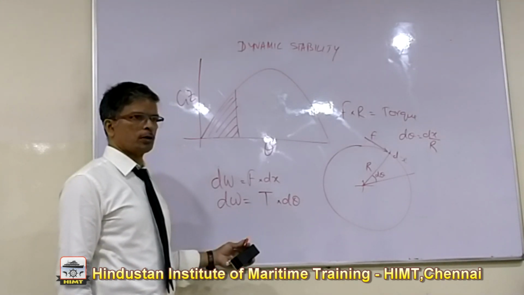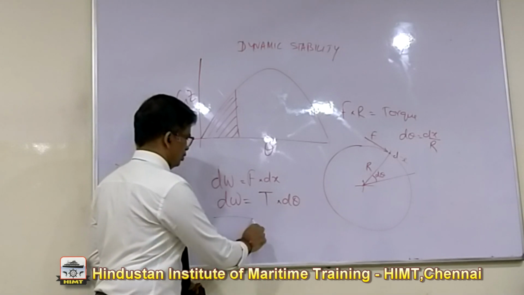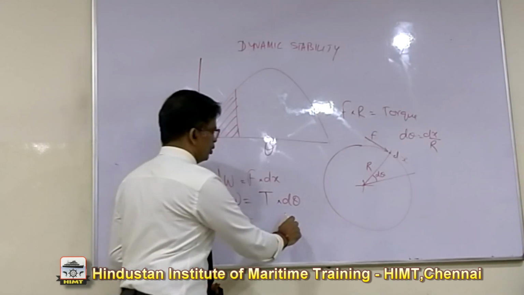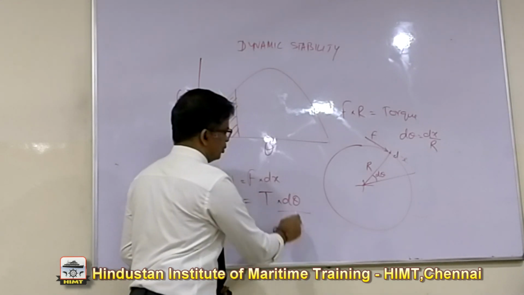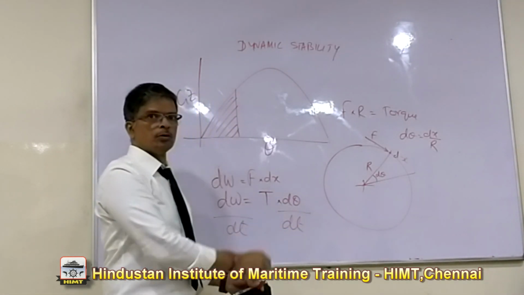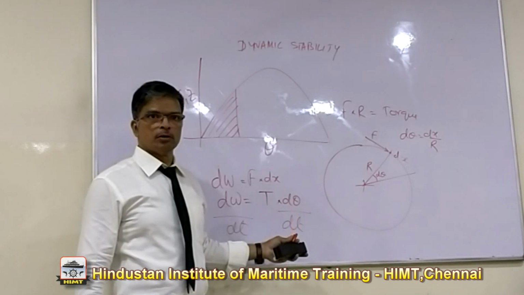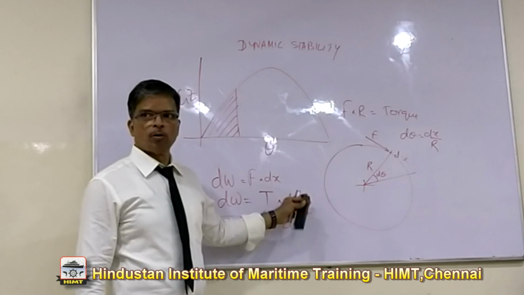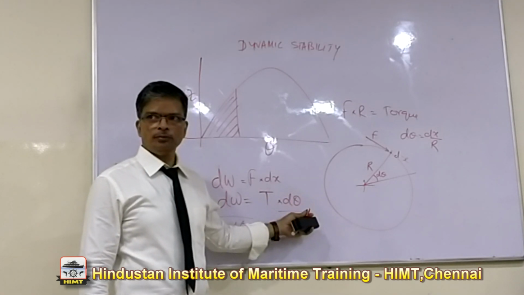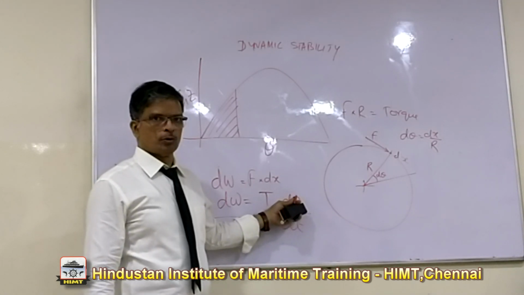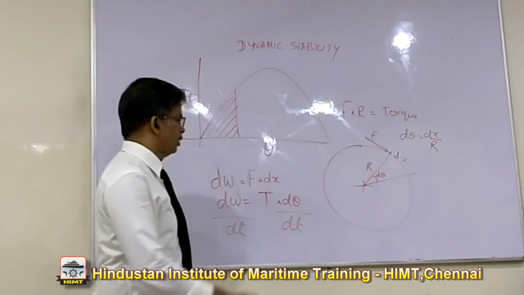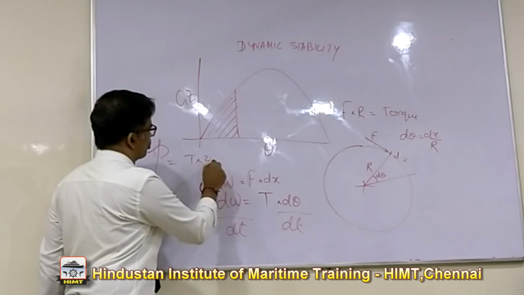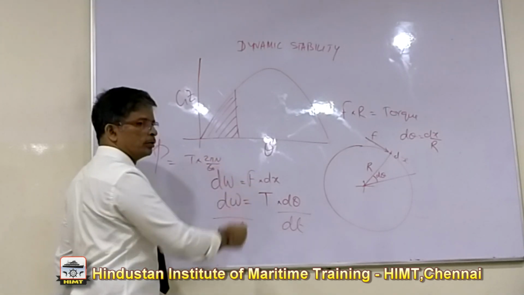Power is the rate of doing work, so you divide by dt. This is power. If you divide by dt here, what do you get? d theta by dt is the angular velocity, omega. So you get power equals torque into omega. And omega is 2 pi n by 60. So that is how it comes. So rotary power equals torque into 2 pi n by 60.